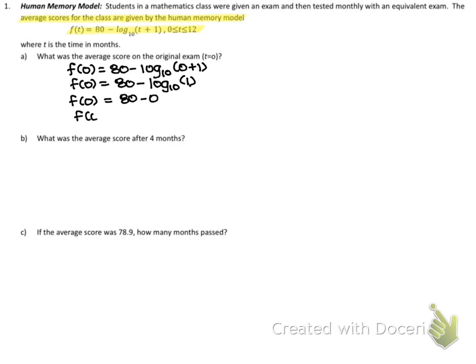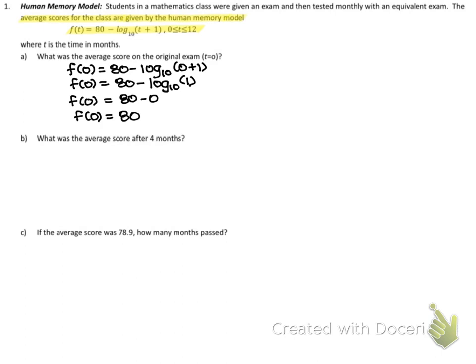So when they started, you're even told to put in t equals 0. So we're just going to do f of 0 is equal to 80 minus log base 10 of 0 plus 1. Okay, now we don't need a calculator for this one. It's going to be 80 minus log base 10 of 1. Well, log of 1 is 0. So it looks like the score to start is going to be 80.